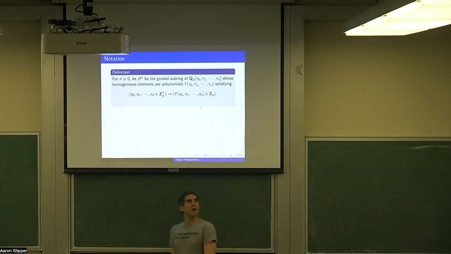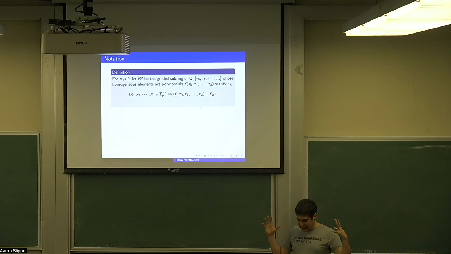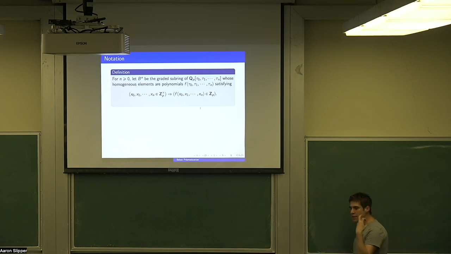Okay, so for any non-negative integer n, I want to consider the following ring, which I'm going to denote by B superscript 1. It's a subring of Q_p adjoin n plus 1 variables. And it's a graded subring. So I'm going to tell you what it means for a homogeneous polynomial to belong to that subring. It's the condition that if you think of it as a function and you evaluate it on a list of p-adic units, you get a p-adic integer.